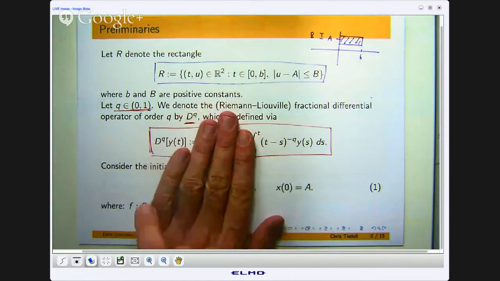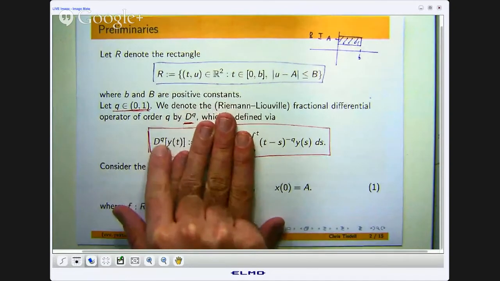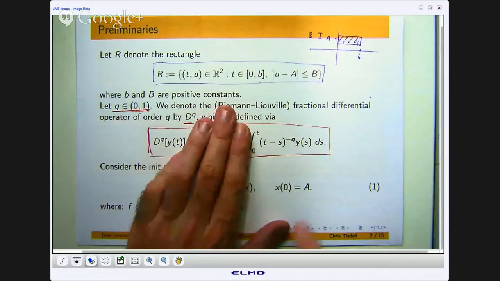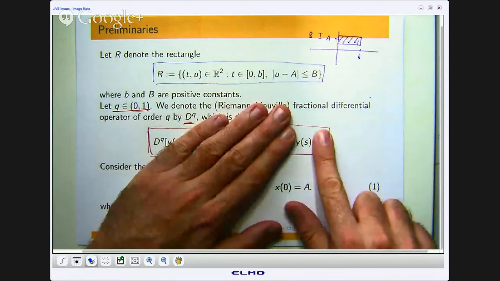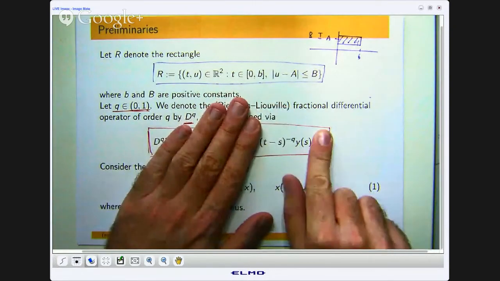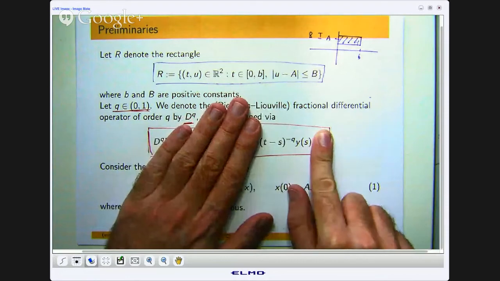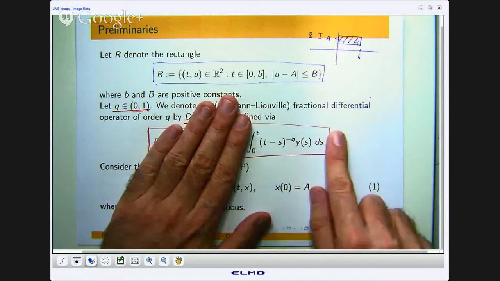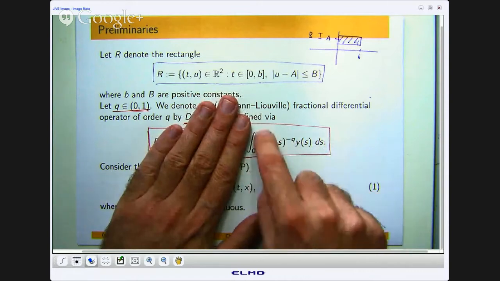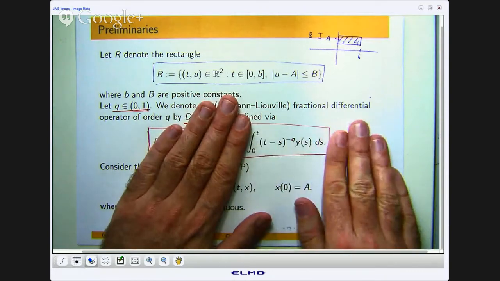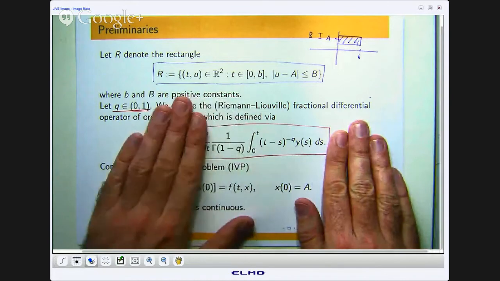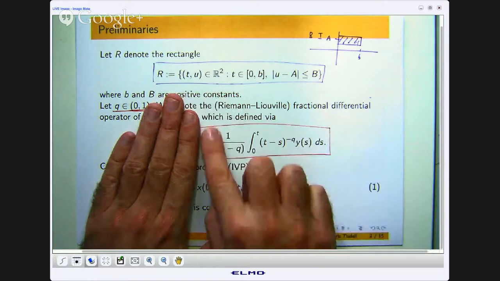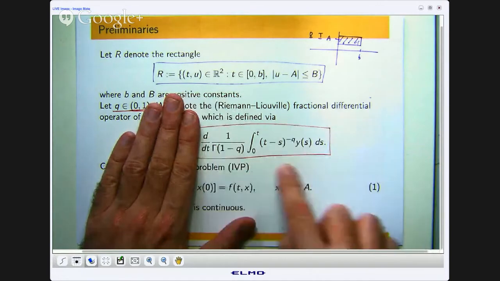Okay, suppose you've got a function that you want to find the qth order derivative, where q is between 0 and 1. Okay, so you take that function, you multiply it by this t minus s to the negative q. You integrate the product with respect to s from 0 to t. And then you can multiply that by this constant where you've got the gamma function here. And then you differentiate the whole thing.